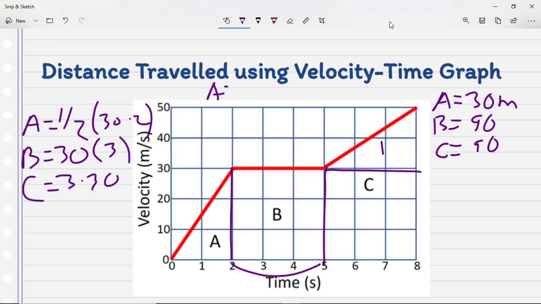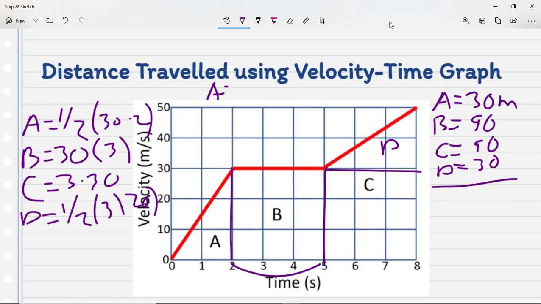And then for part D up here, because again it is a triangle, we'll just do 1/2 base times height. So the base is 3, and the height we go from 30 to 50, so that is 20. So 3 times 20 is 60, times half is 30. And then to determine the distance traveled, we're just going to add all those up. So the total distance here, 240 meters.